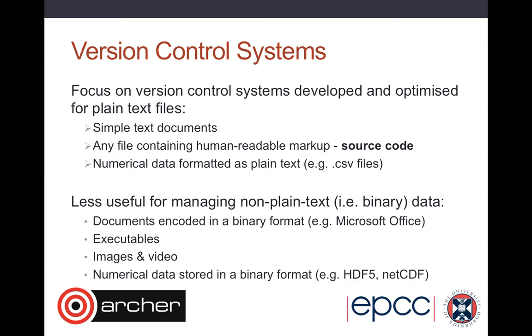We're going to focus on the category of version control systems that were developed and optimized for managing plain text files. That can include simple text documents, but also any file that contains human-readable markup, in other words, source code. If numerical data is formatted as plain text, for example, in comma-separated value files, then that is also amenable to being managed by these version control systems.